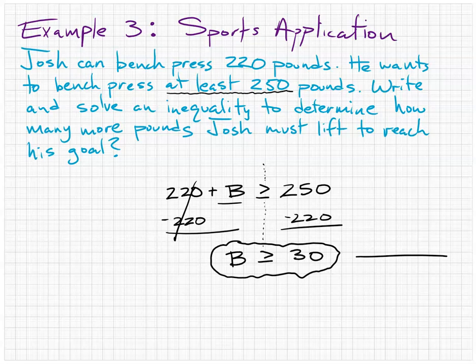And on a number line, 30 is going to be in the middle, so I'll go by tens just to make it look nice. And greater than or equal to would be a filled in circle and shaded to the right. And then that would be a number line of Josh's bench press goal.